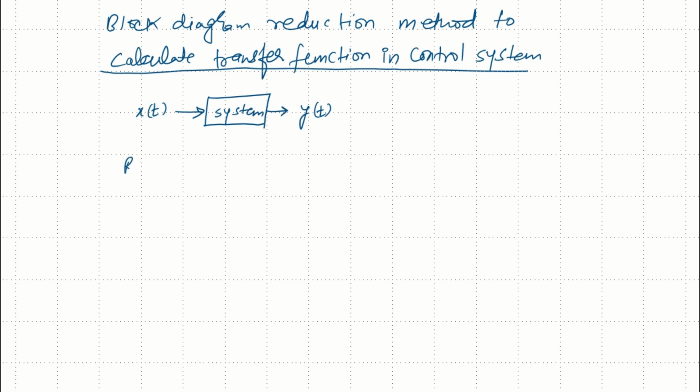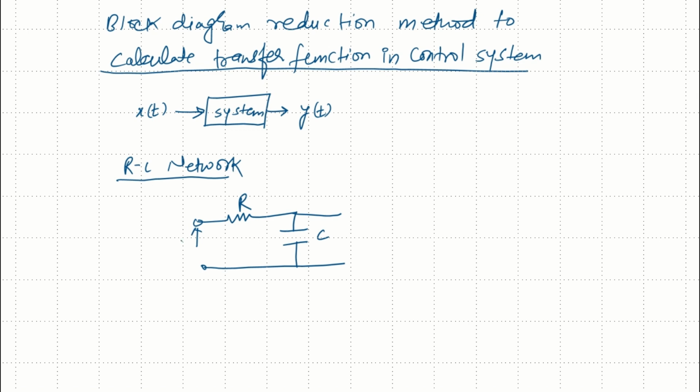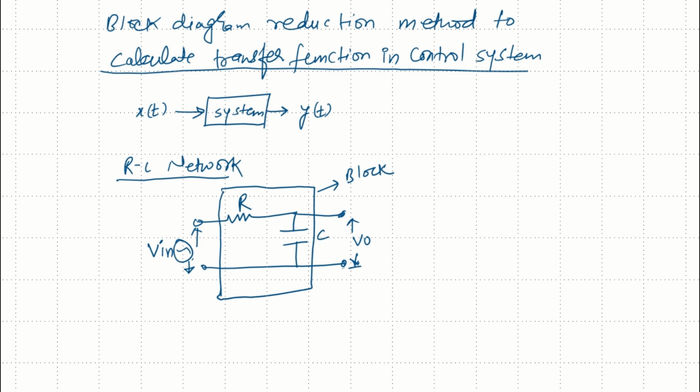For example, if we talk about an RC network in which we have a resistance and a capacitance connected in series, and we are giving some AC input to this network, and we are getting some output from the output terminals of this RC network. We can represent this RC network with just a block. We are giving some input V in, and we are getting some output. So, a block diagram is basically a graphical method to represent a control system.